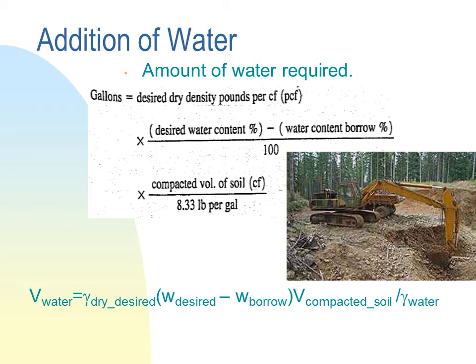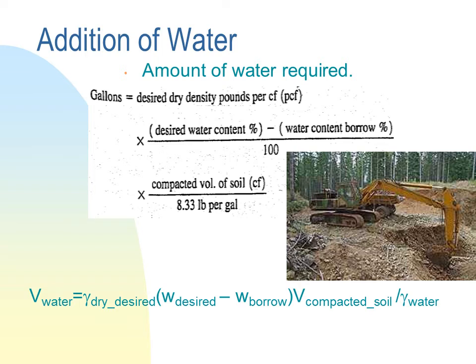So the desired dry unit weight will be multiplied by the difference between the desired water content and the current water content of the soil, multiplied by the volume of the compacted soil divided by the unit weight of water. So if you are using the same units for the unit weights, gamma dry desired and gamma water, they have the same unit, they will cancel out. The w's are just ratios. So the volume of water will have the same units as the volume of the compacted soil.